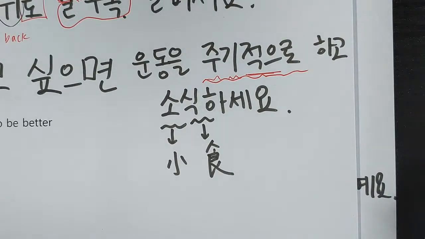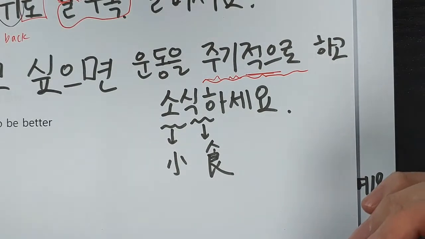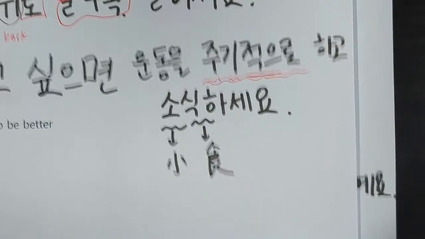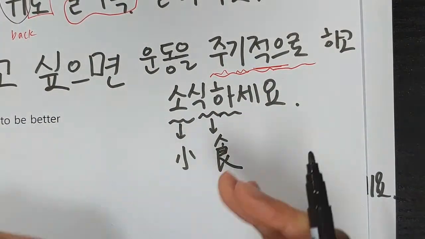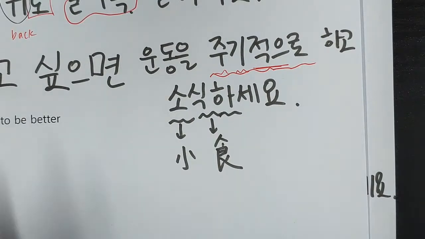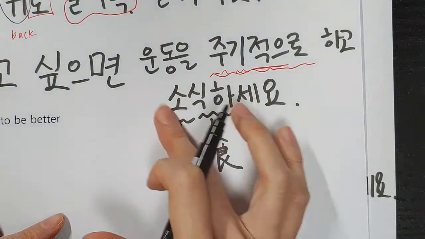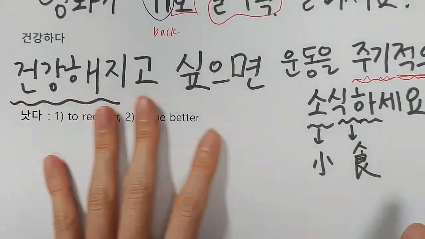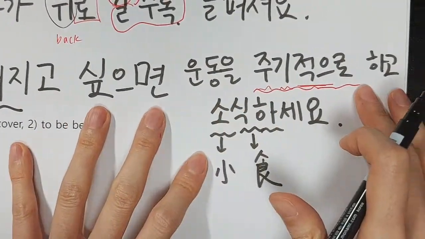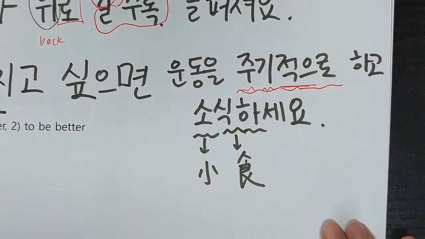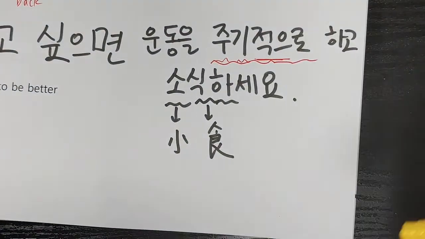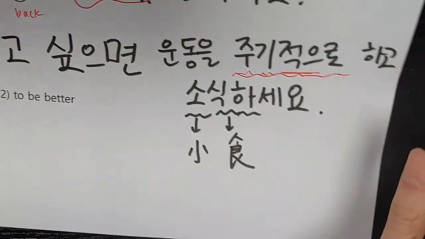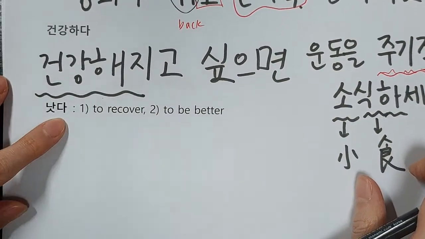Excuse me, guys. Let me have a sip of water. Ooh, that's much better. So 소식하다 means to eat lightly. To eat a small amount, not overindulge. So if you want to become healthy, then 운동을 주기적으로 하고, exercise regularly, and 소식하세요. Eat lightly. Okay, and moving on to the next one, 낫다.